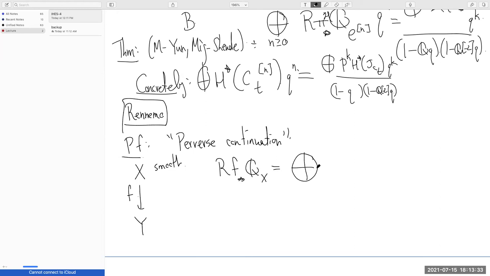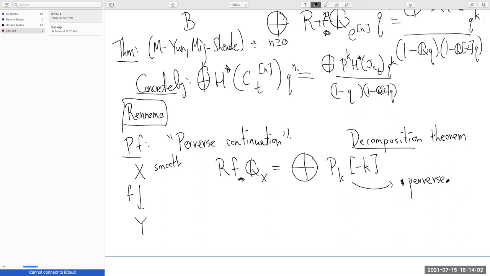One of the first interesting things that happens in this situation is that we actually have something stronger than just looking at the perverse cohomology sheaves. The perverse cohomology sheaves determine this complex, in the sense that we have a decomposition theorem that tells me that this push forward is actually a direct sum of the perverse cohomology sheaves, shifted so that they live in the right degree.